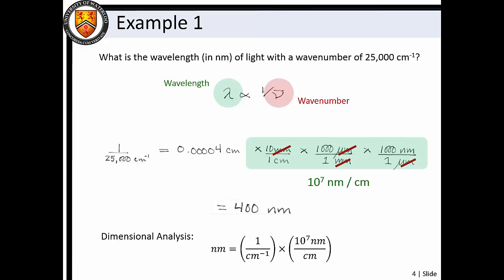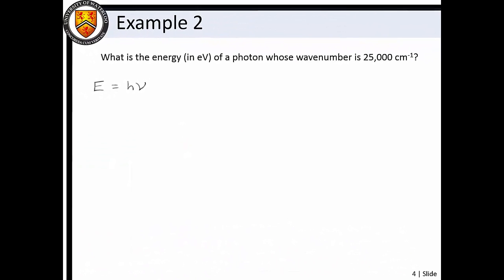We can conduct dimensional analysis to gain some confidence in our answer. Including our conversion factor yields units of nanometers on both sides of the equation. If instead we would like to convert between wave number and energy, we have to employ Planck's relation.